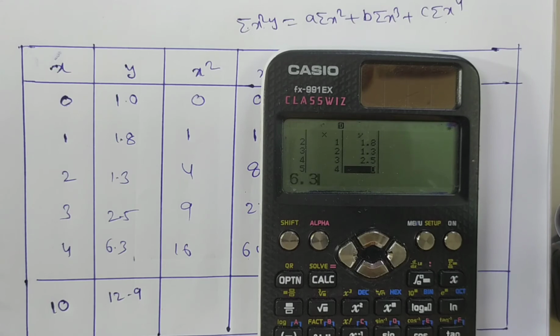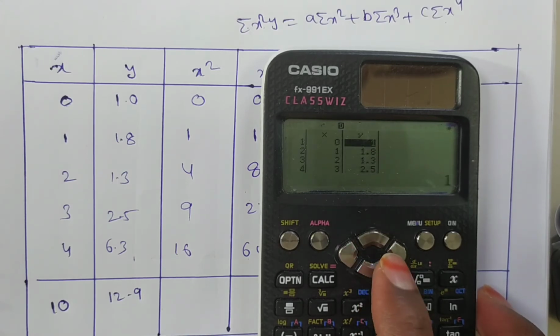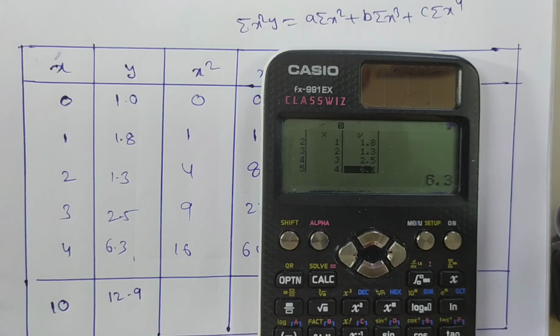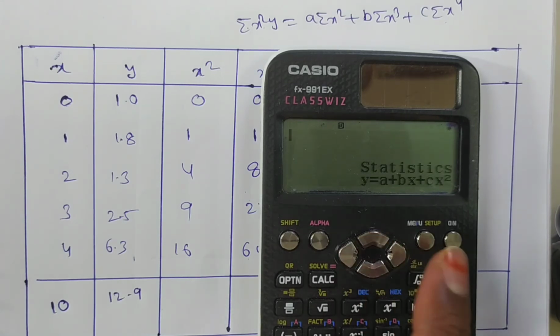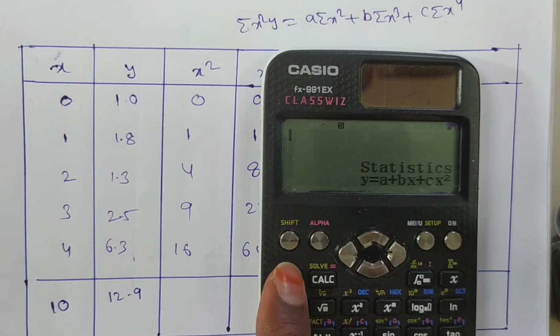Now press AC. After equal to, now you observe whether all the values are correct or not. We have to verify. Here 0, 1, okay. Next 1, 1.8, okay. 2, 1.3, okay. 3, 2.5, correct. Next 4, 6.3, right. Now you press AC. It is just minimized only. Now you observe statistics. We are fitting y is equal to a plus bx plus cx square form. Now you have to press the option button.